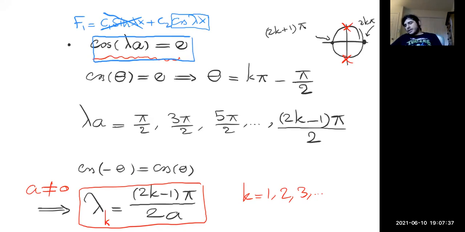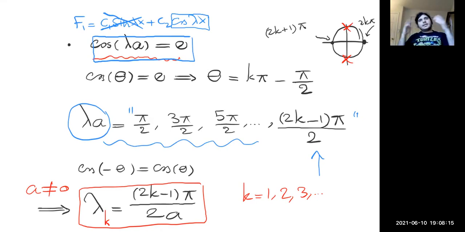Now, if cosine of lambda a is equal to 0, well, lambda a has to be equal to one of these values, right? When cosine of something is 0, we know that angle is equal to an odd number times pi over 2. It should be something like pi over 2 or 3 pi over 2, etc. So lambda a has to be equal to one of the numbers of this form. This is their general form, 2k minus 1 pi over 2 for any natural number k. And then that gives me lambda is equal to 2k minus 1 pi over 2a. But it shows there are infinitely many different values for lambda. In order to distinguish them, I would say there's lambda 1, there's lambda 2, there's lambda 3, etc. Does that make sense? Okay, great.